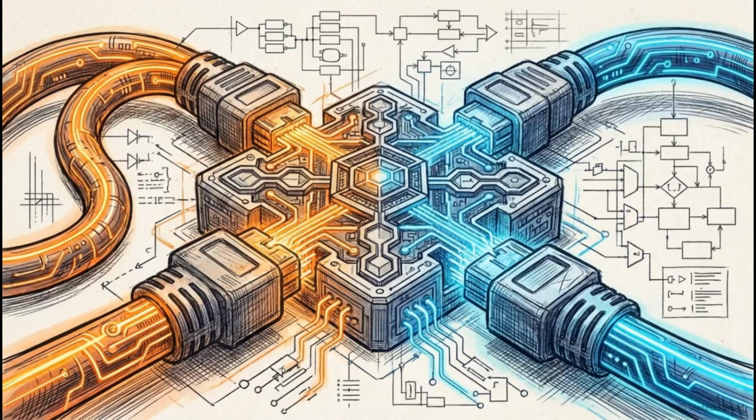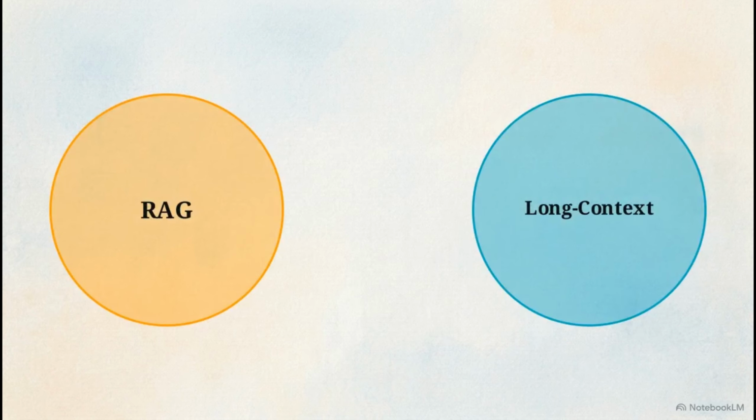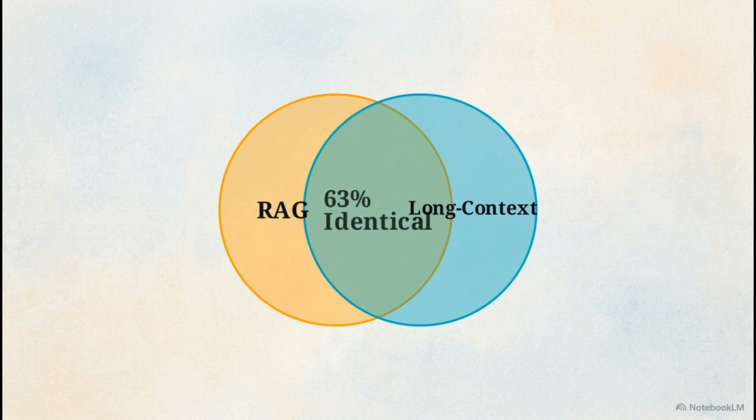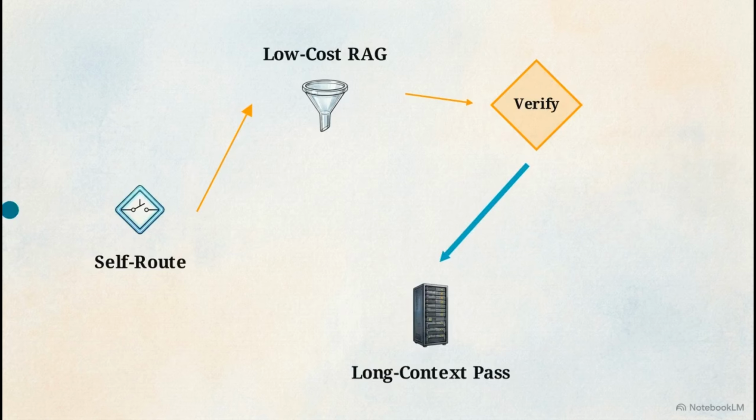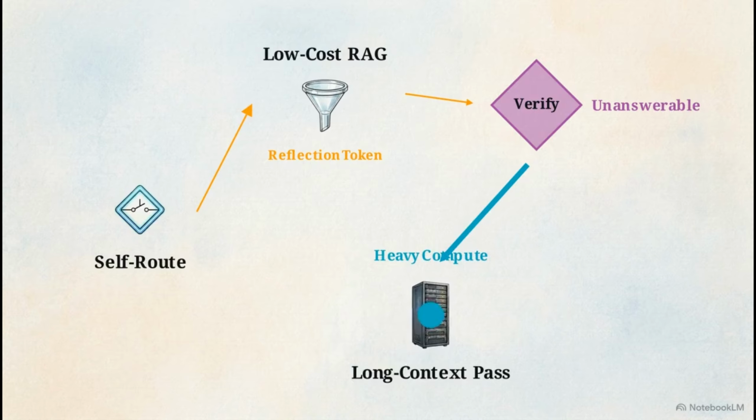Engineers rarely face a binary choice between standard RAG or full long context inference. Testing reveals that for over 60% of standard queries, the prediction accuracy of RAG and long context models is identical. To optimize this overlap, developers implement a self-routing architecture. The system attempts a low-cost RAG pass first, using a reflection token to verify if the answer exists. Only if the context is explicitly unanswerable does the system trigger a computationally expensive long context pass.